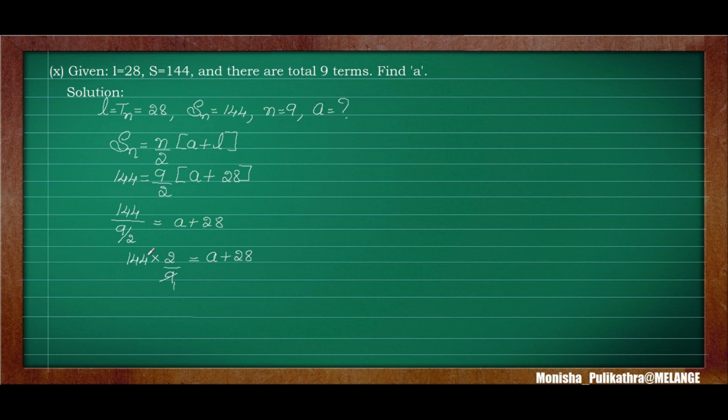So here 9 ones are 9, 5 carry, so 54, it will become 9 6s are 54. So remaining is 16 into 2 is equal to a plus 28. So 16 2s are 32 is equal to a plus 28. Next, by shifting 28 to the left hand side, it will become 32 minus 28 is equal to a. So the value for the first term a is 32 minus 28, 4. Okay, so 4 is the answer for the first term.